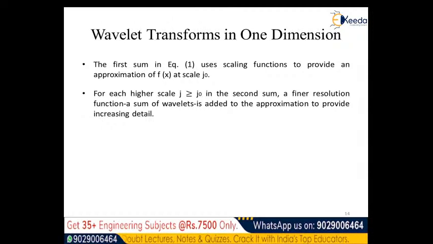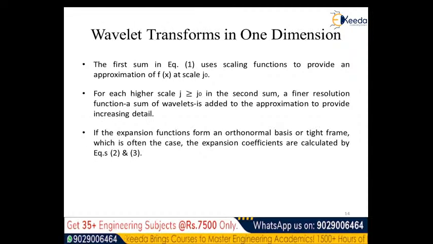Now, coming back to the track, if the expansion functions form an orthonormal basis or a tight frame, which is often the case, the expansion coefficients are calculated by the two equations that we have just discussed on the earlier slide. If the expansion functions are part of a bi-orthogonal basis, the symbols phi and psi in these equations, denoting the scaling function and the wavelet respectively, must be replaced by their dual functions.